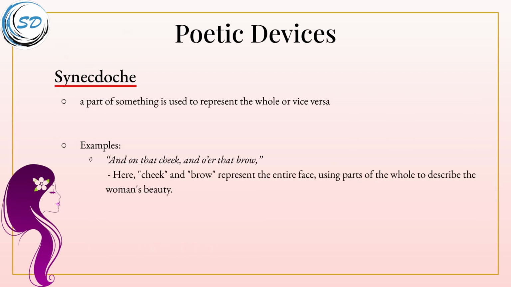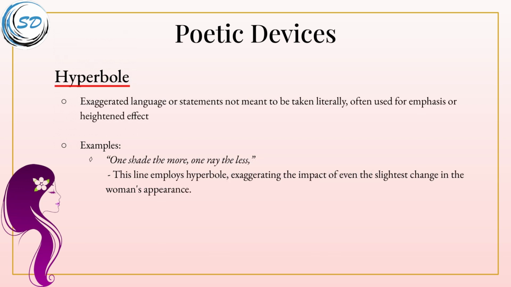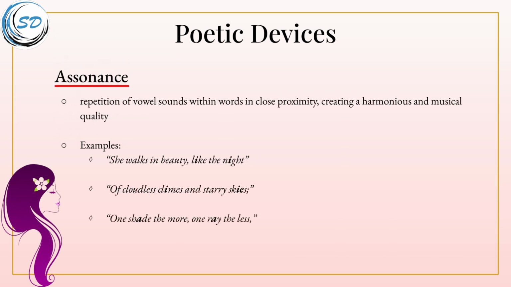Synecdoche is a figure of speech in which a part of something is used to represent the whole or vice versa. Hyperbole is the exaggerated language or statements not meant to be taken literally, often used for emphasis or heightened effect. Assonance is the repetition of vowel sounds within words in close proximity, creating a harmonious and musical quality.